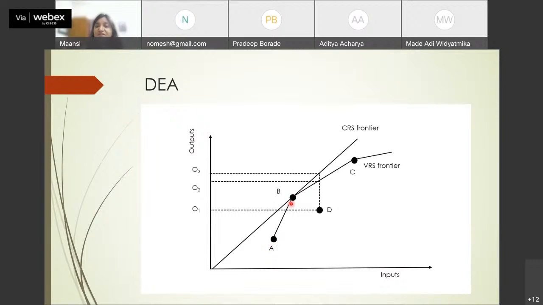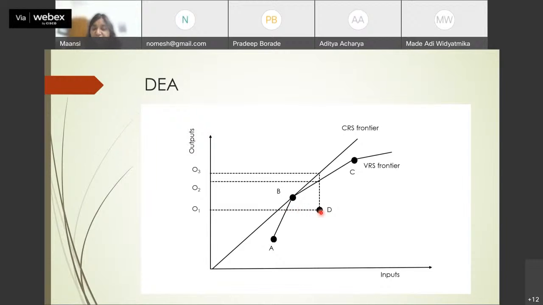So on this VRS frontier, A, B, and C are your efficient units. These form the VRS frontier. Also, you can see it's taking the shape of an envelope, hence the name Data Envelopment Analysis. We have another unit D that is actually an inefficient unit. D is capable of coming onto this frontier, but either it will have to increase its output to come to this frontier, or it will have to reduce its input at the same level of output to come to the frontier.